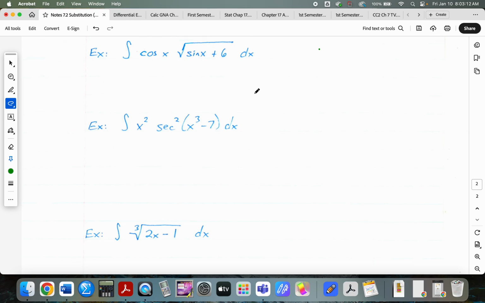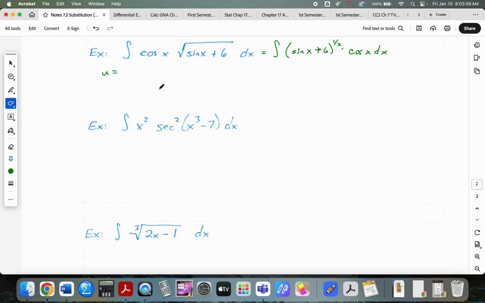Let's take a look at this next one. This time we're going to have to do a little bit of rewriting in order to kind of see that u substitution may be helpful to me. This is the integral of, I'm going to rewrite the square root as the sine of x plus 6 to the 1/2 power times cosine of x dx. Let's go ahead and do the u substitution. Notice that the derivative of the inside part is exactly what we have on the outside. So that's nice.